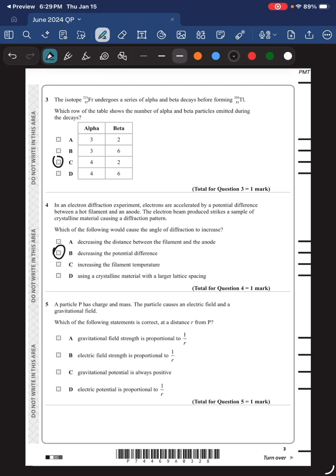Also wrong, because it's proportional to 1 over r squared. C, gravitational potential is always positive. No, it's always negative, right? Because it's attractive, okay? So D is the only one left. Is it correct though? The electric potential is proportional to 1 over r. That's correct. So D, right?